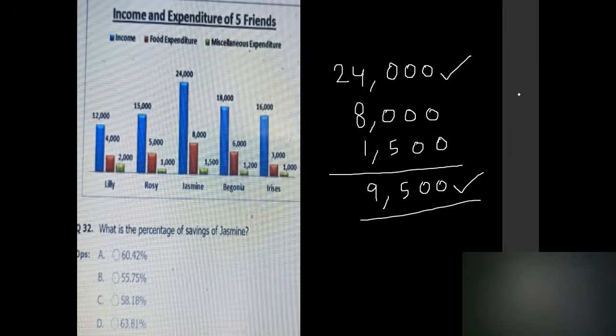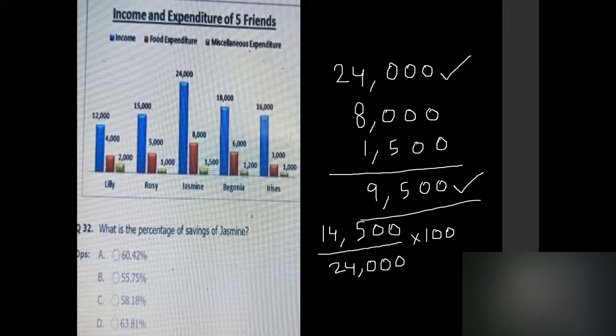Now you should find the percentage of savings. 14,500 are the savings, but we should tell the percentage of savings. So 14,500 out of total salary. Total salary of Jasmine is 24,000. So 14,500 out of 24,000 into 100 gives us the answer. Savings out of total salary into 100.